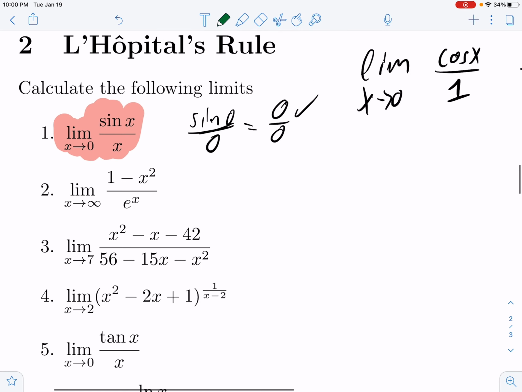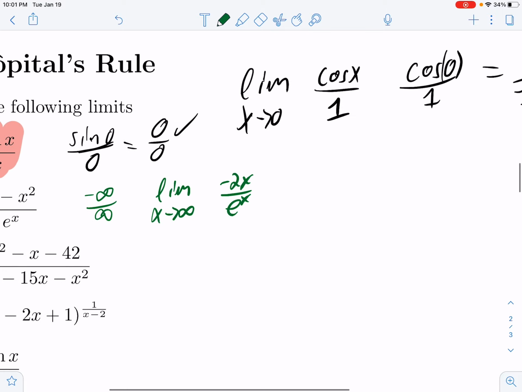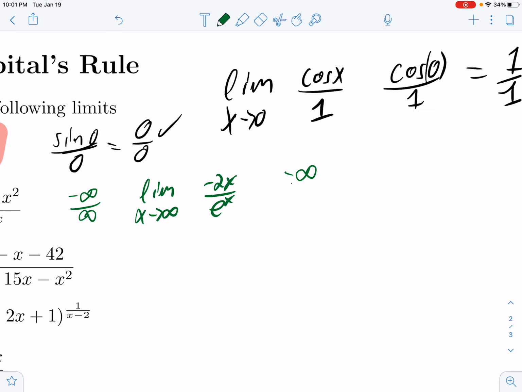All right, so let's do this guy. 1 minus x squared over e to the x. I plug in infinity. I get 1 minus infinity squared. So this is negative infinity over e to the infinity, which is infinity. So this is L'Hopitalable. So I'm just going to have the limit as x goes to infinity of, I take the derivative of the top, I get minus 2x. Take the derivative of the bottom, I get e to the x. And this is still negative infinity over infinity.